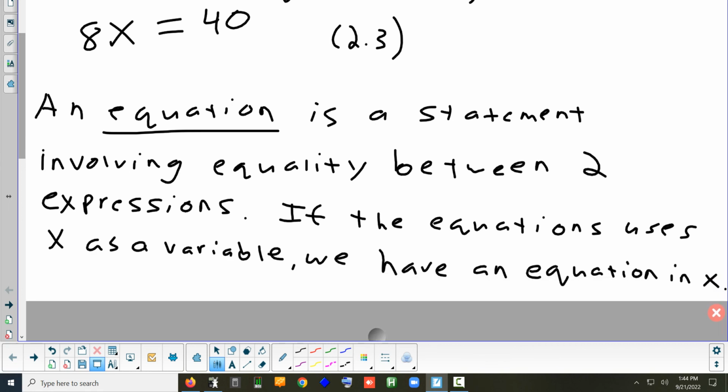If your equation uses the variable x, like I did in mine, you can say that this is an equation in x. That just means it's an equation that uses the letter x. In a word problem, if they said to you, write an equation in y for something, that just means write an equation and use y as the letter.